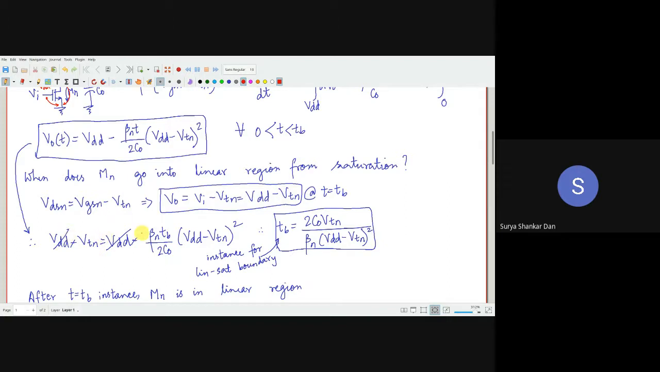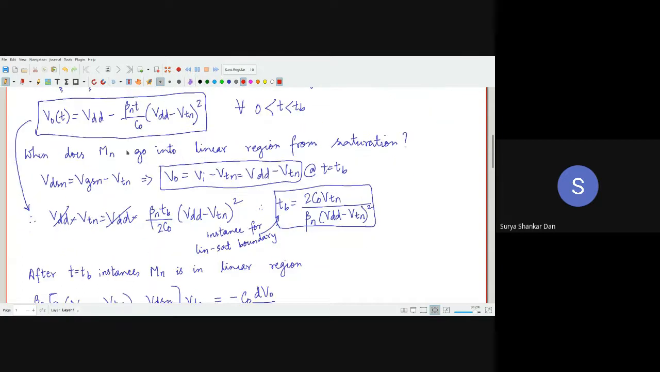VDD cancels, minus minus cancels. And from there TB will be equal to, okay, this 2 will be missing here. 2 won't be here. So TB will be equal to CO VTN divided by beta N VDD minus VTN whole square. This is the instance for the linear saturation boundary.